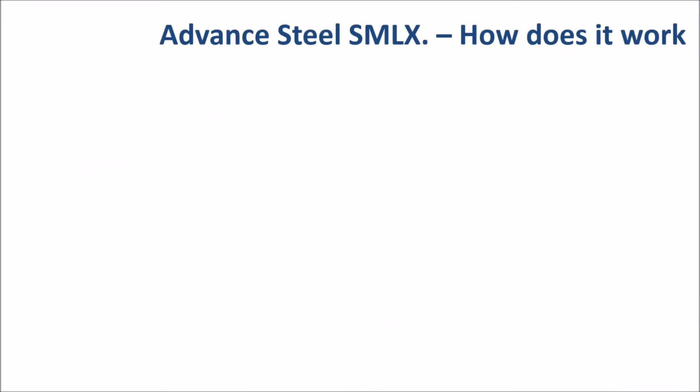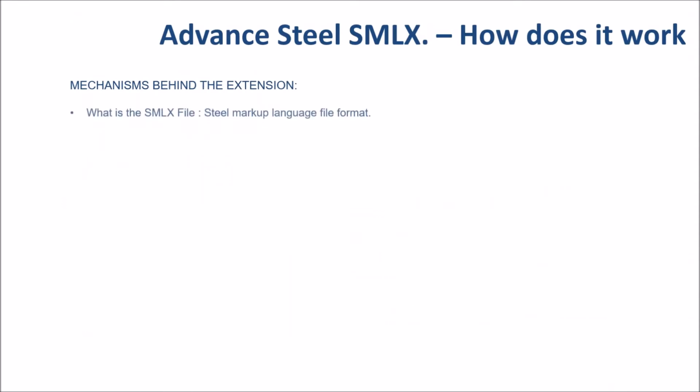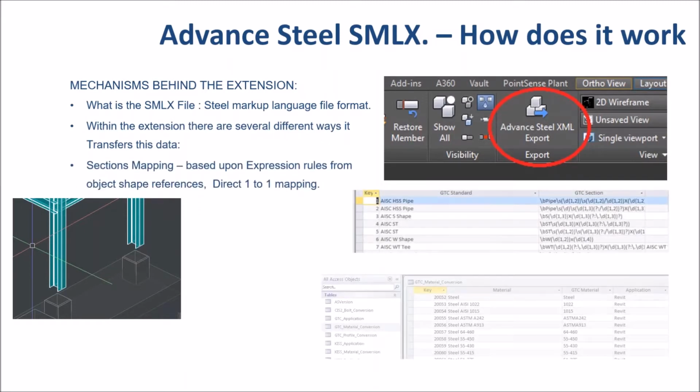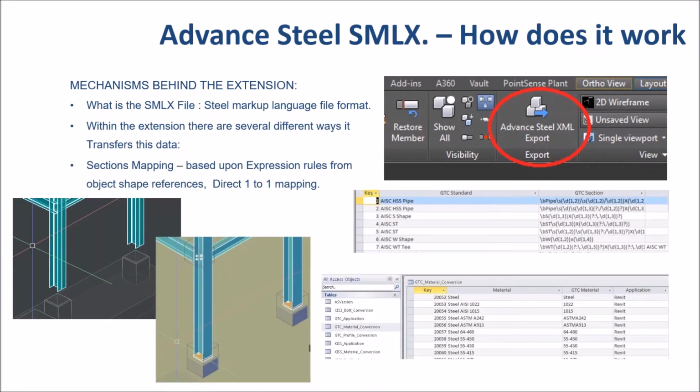So a little bit about the SMLX, and to be honest, I've probably cribbed a little bit of this from a presentation I did last year for Revit. So the button is on the ribbon tab in Plant 3D. It's a nice big button, you can see what it is. And the SMLX file is, they call it steel markup language file format.